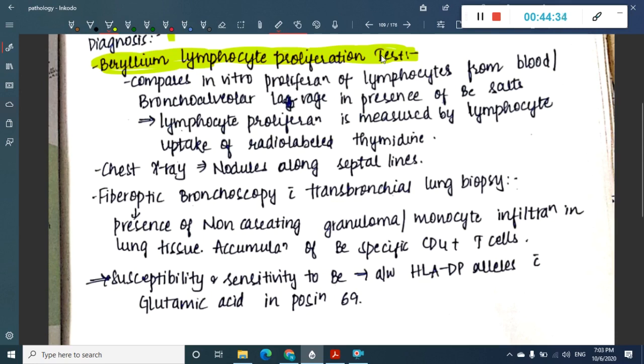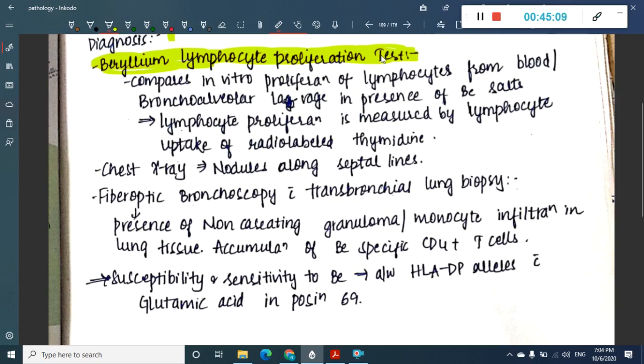So as a result, we will do one thing. We will take the lymphocytes from the blood. Then we will take the lymphocytes from the bronchoalveolar lavage. Bronchoalveolar lavage lymphocytes are those lymphocytes which are present in the alveoli. The exudate present in the alveoli contains lymphocytes, or if we scrape off the alveolar wall, we will get some lymphocytes. We will take the lymphocytes from the bronchoalveolar lavage and also from the blood, and we will compare both of them for beryllium salts.